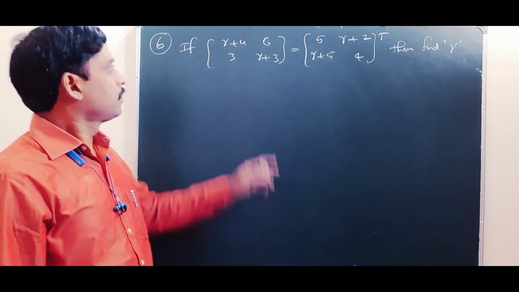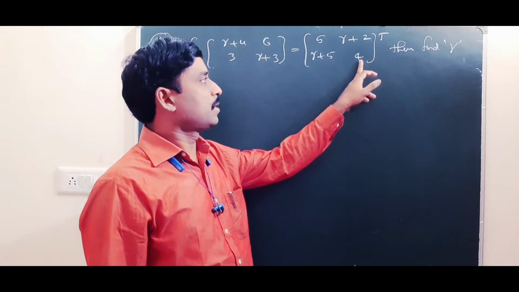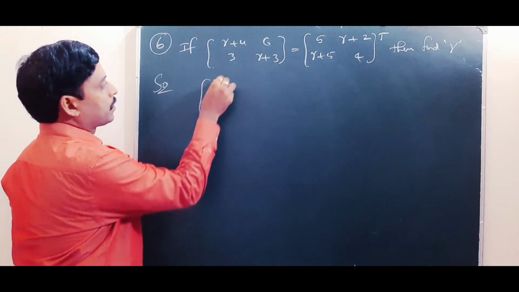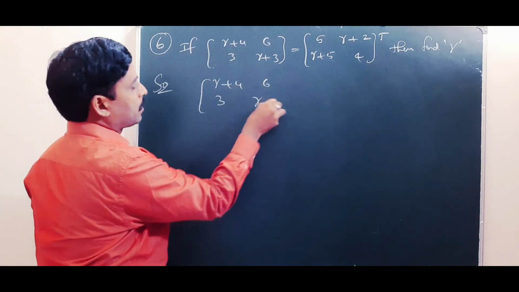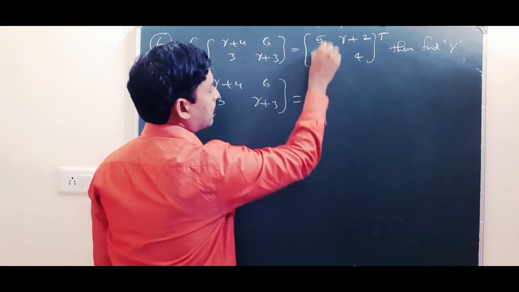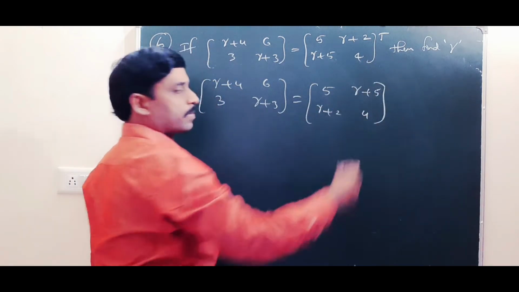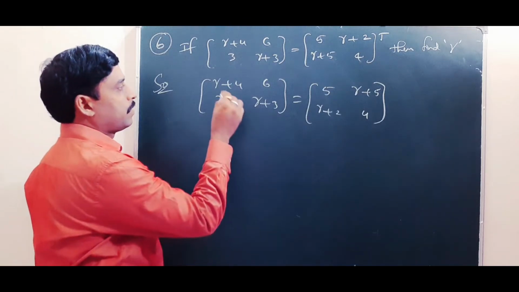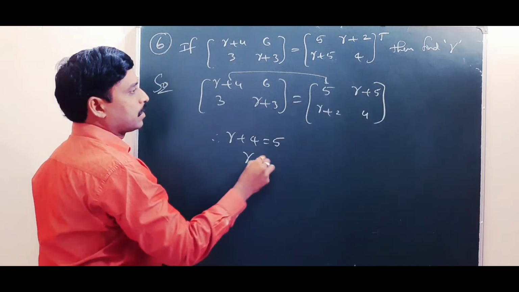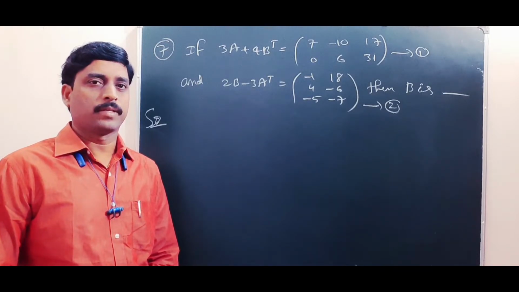Okay, look at the next question. A 2 by 2 matrix is equal to the transpose of a 2 by 2 matrix, and we have to find the R value. R plus 4, 6, 3, R plus 3 equals the transpose of the given matrix. The transpose of this matrix is 5, R plus 5, R plus 2, 4. Now these two matrices are equal, so corresponding elements are equal. Therefore R plus 4 is equal to 5, so R is equal to 1.